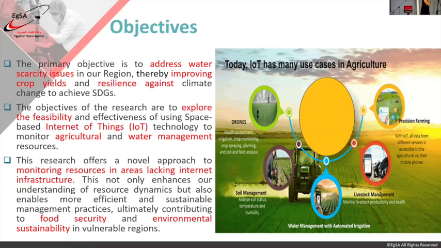Our objective is to address water scarcity in Egypt and in our region, and to improve crop resilience against climate change, which affects the SDGs. In our project, we try to explore the feasibility of using IoT technology for monitoring agriculture and water management.